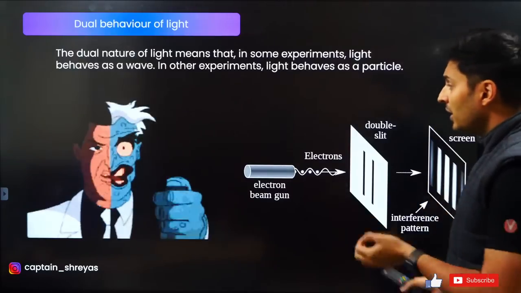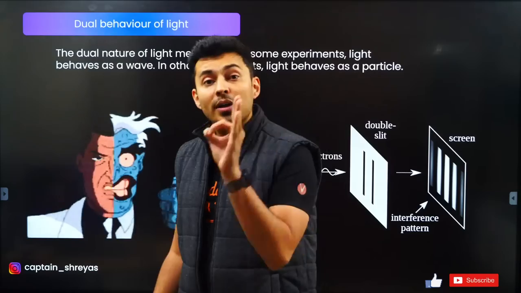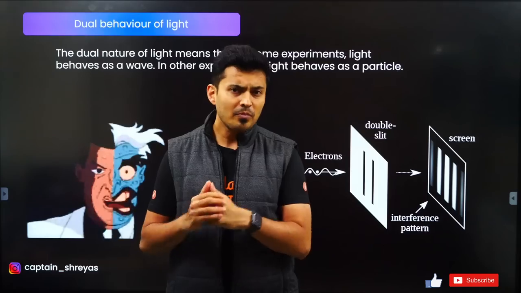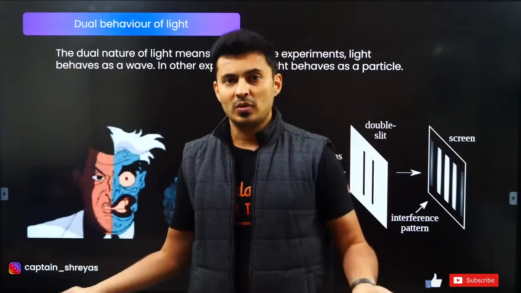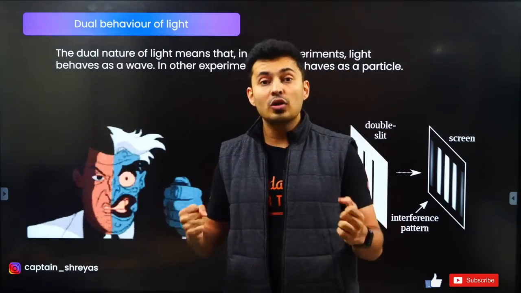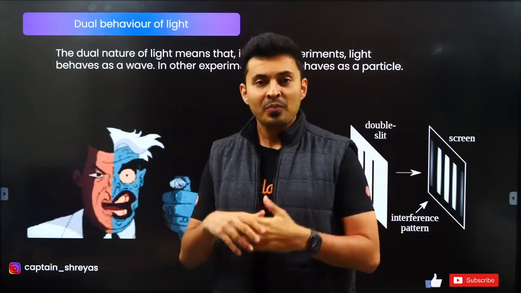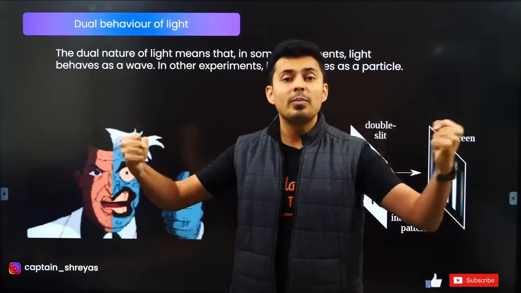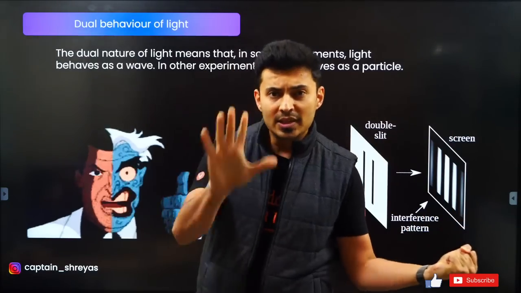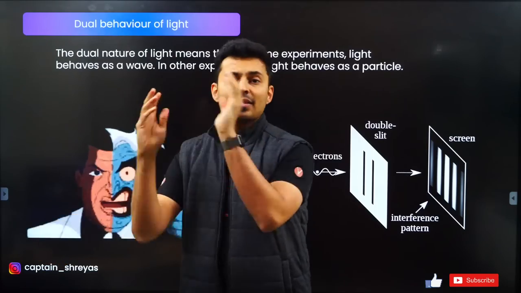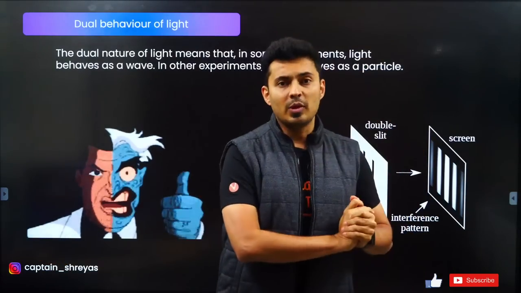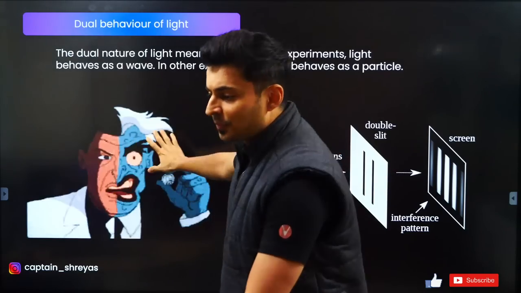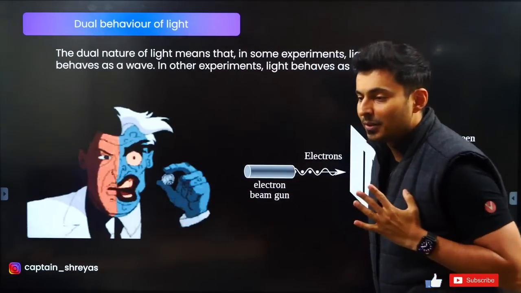Now it has been found that light can show both kinds of properties in different experimental setups. Light can interfere, so yes, wave. Light can also provide momentum, so particle. So light has dual nature. What does light have? Dual personality, so dual nature. In some experiments, it shows this. In some experiments, it shows another type of behavior. Hence, it is said to have dual nature. I'm hoping you understood it till here.